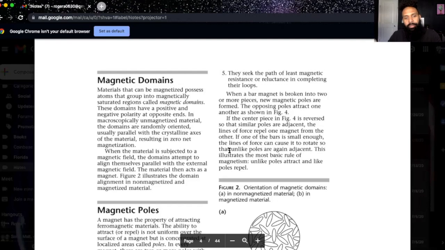In macroscopically unmagnetized material, the domains are randomly oriented, usually parallel with the crystalline axes of the material, resulting in zero net magnetization. When the material is subjected to a magnetic field, the domains attempt to align themselves parallel with the external magnetic field. The material then acts as a magnet. Figure 2 illustrates the domain alignment in non-magnetized and magnetized material.